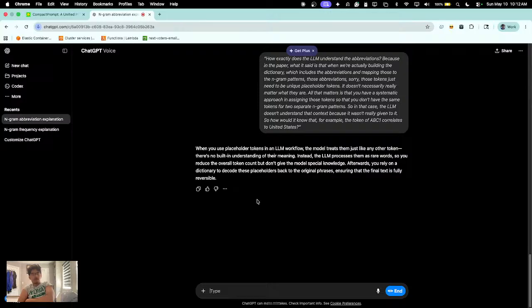What I don't understand is how exactly an LLM will know that, for example, the placeholder token ABC1 correlates to United States. Because, as you said, it doesn't have a built-in understanding of the tokens, which is fine. But at least it maps those tokens to an embedding vector, right? The embedding vector for ABC1 is going to be vastly different from the embedding vector of something like United States. So how exactly does the model understand these abbreviated tokens?